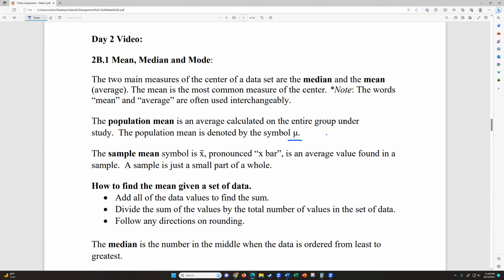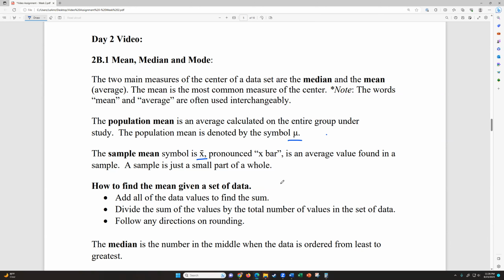The sample mean, x-bar, is the symbol for that. That is an average found from a sample. A sample is just a small part of your whole study. Usually you can't get the population mean because our studies are usually based on, like, all US citizens or all females in this age group. So when you have a large population, it's almost impossible to get the data set complete and get everyone's data and then take an average of it. So most of the time we take what we call a sample that is representative of our population. And so that x-bar is the average from that sample.